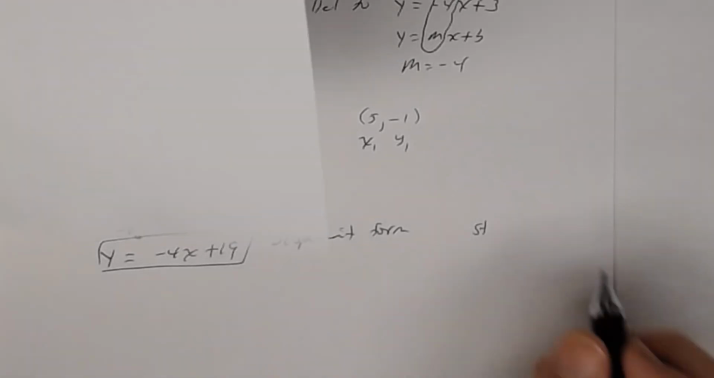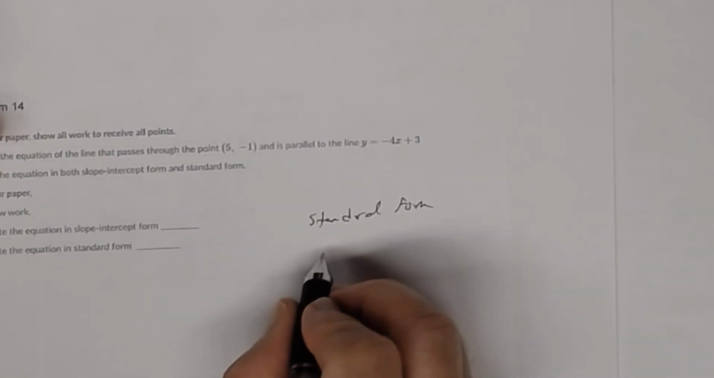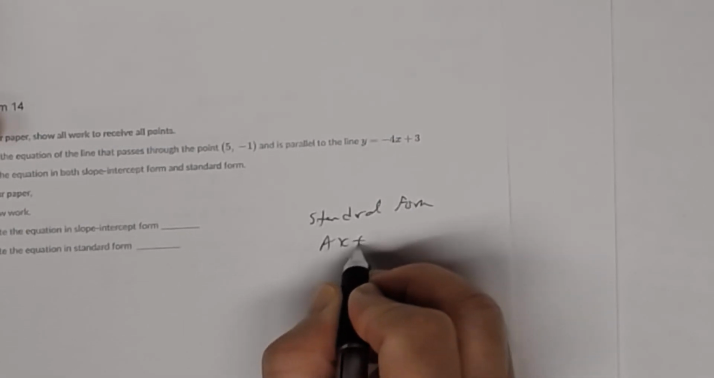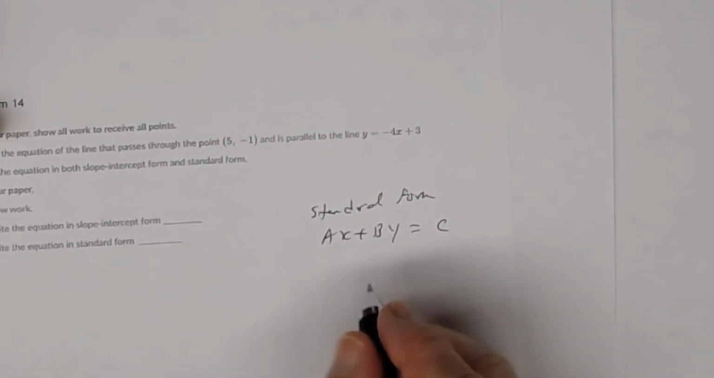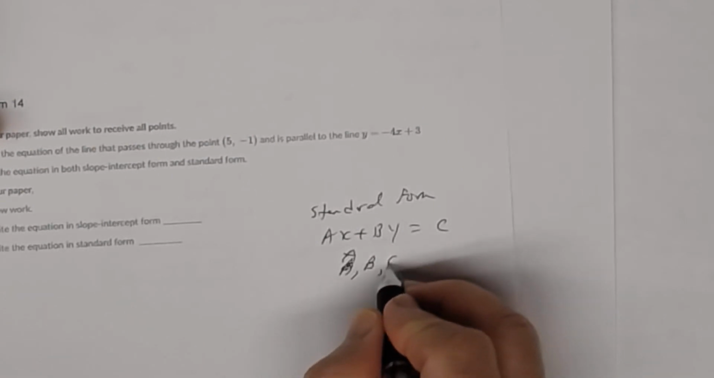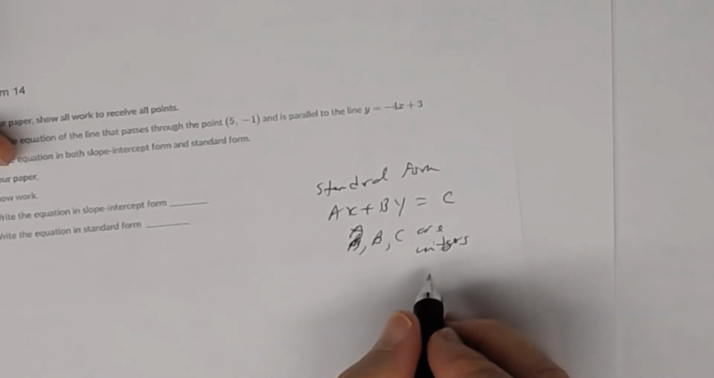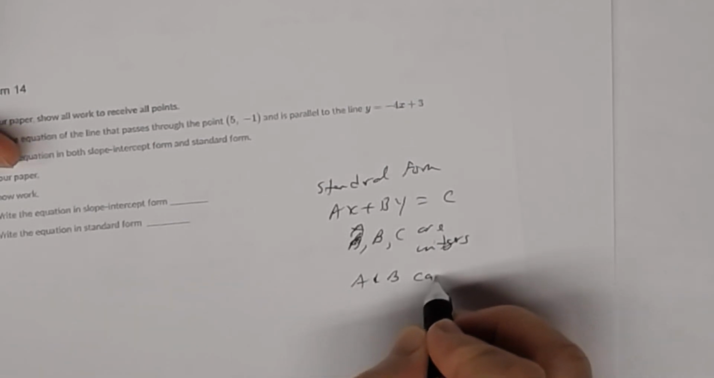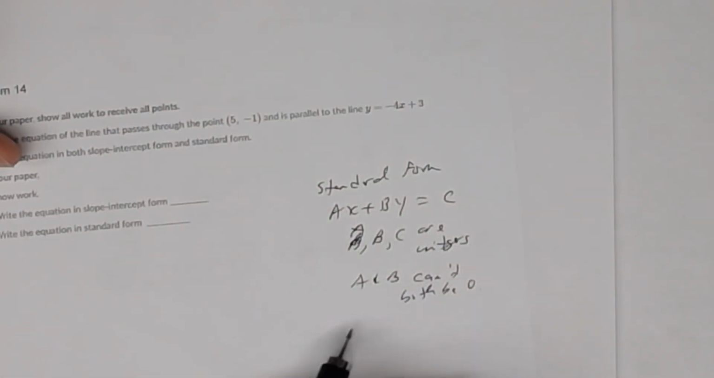And then standard form, so you got to remember standard form means this. And let me go ahead and write this here. Standard form means to write it in this way, where you have all the variables on one side, so we have Ax plus By equals C. You have your constant on the other side. A, B, and C are integers. No fractions, no decimals. Integers. And one thing you got to know is that A and B cannot both be 0. One of them can be 0, but not both.